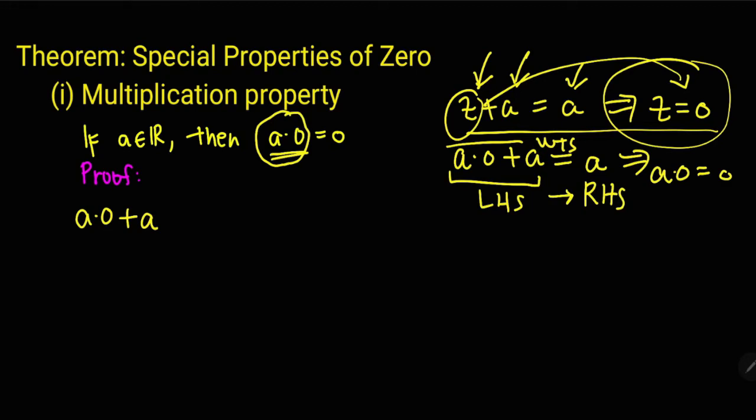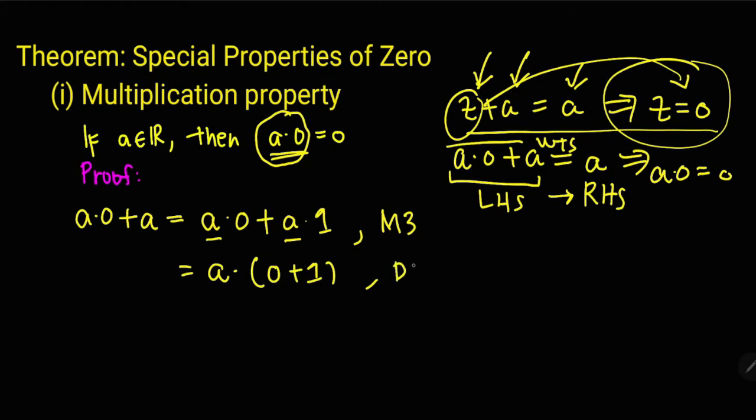Now, a times 0 plus a can be written as a times 0 plus a times number 1. Why? Because 1 is the multiplicative identity. So, that's simply M3, existence of multiplicative identity. Now, because we have a common factor here, a, by the distributive property, we can factor that out. So, we can have a times the quantity 0 plus 1. Again, that's the distributive property of multiplication over addition.